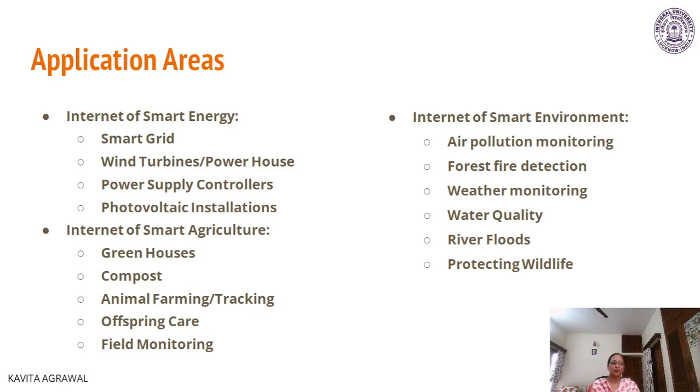Then we have these compost pits where it can check whether the bacteria is flourishing properly or not, or do we need to add more culture to it. So that can be prompted with the help of these devices which are put there. Then we have these animal farmings in which we can use the trackers and other devices which are needed.